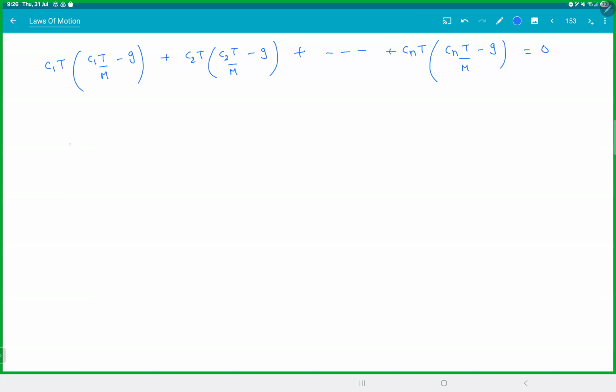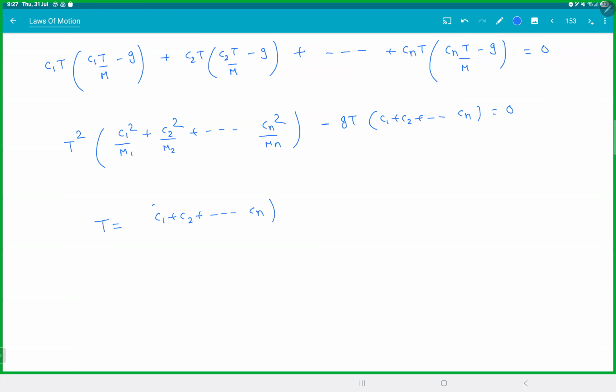Now bring all the T's together. We get T square times C1 square by m1, C2 square by m2, and so on till Cn square by mn. Bring the g to that side, and you will end up with minus g T times C1 plus C2 plus so on till Cn is 0. There. So this method actually gives you the tension.